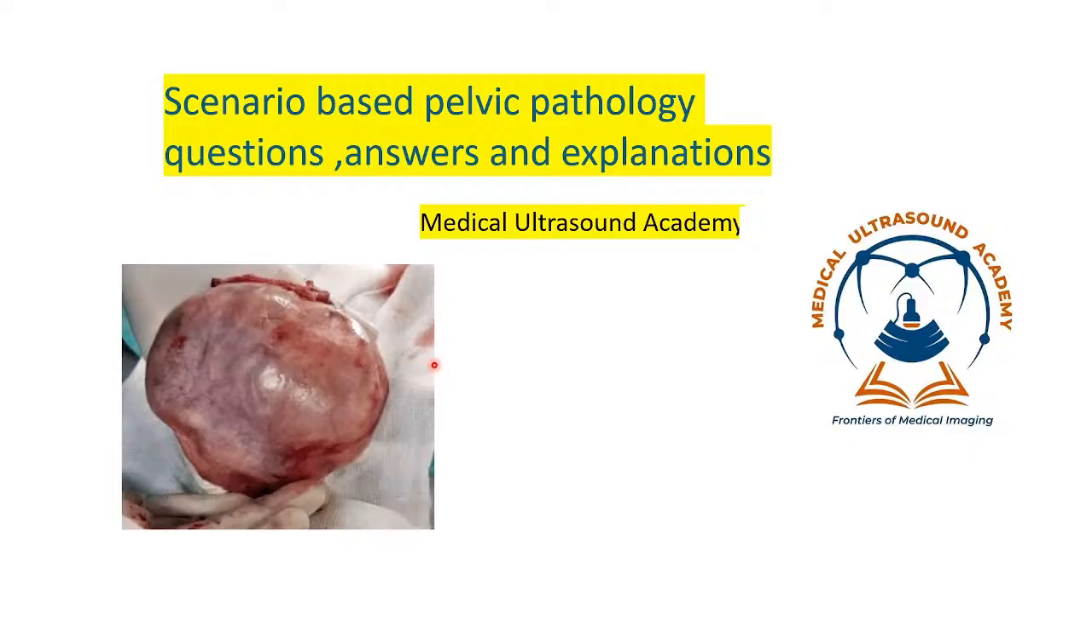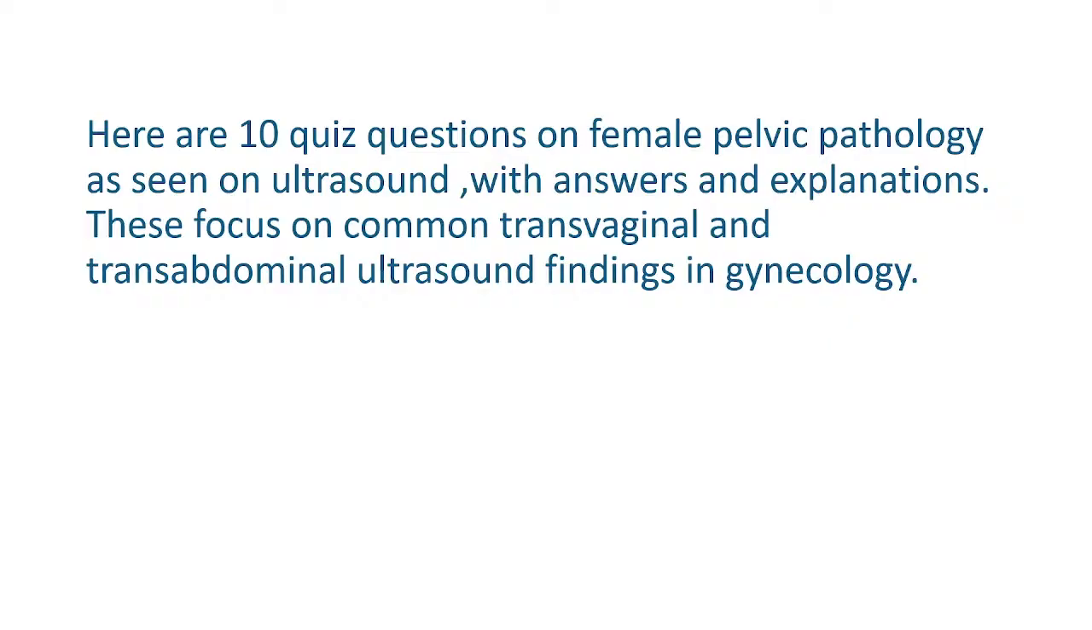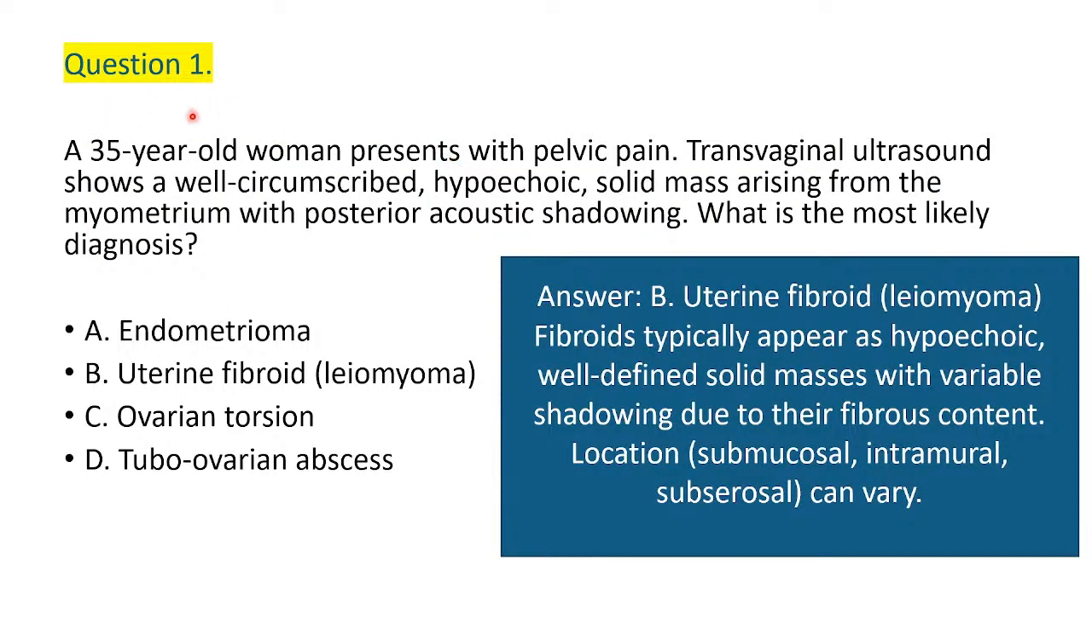Here is an explanation and answers to our scenario-based quiz questions on pelvic pathology. The first question: a 35-year-old woman presents with pelvic pain. Transvaginal ultrasound shows a well-circumscribed hypoechoic solid mass arising from the myometrium with posterior acoustic shadowing. What is the most likely diagnosis? A. Endometrioma. B. Uterine fibroid, leiomyoma. C. Ovarian torsion. D. Tubo-ovarian abscess.